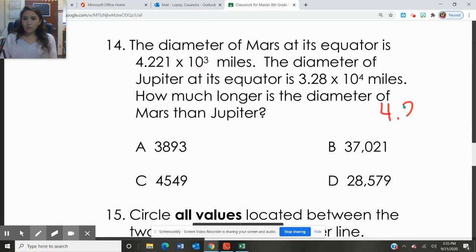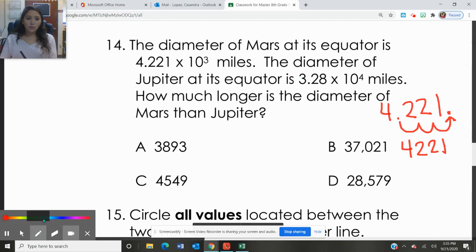So if I have 4.221 times 10 to the third, this 3 is telling me I'm going to move my decimal point 3 times to the right since it's positive. So when I do that, I get 1, 2, 3. So my new decimal point is right here, and my number in standard form is 4,221.